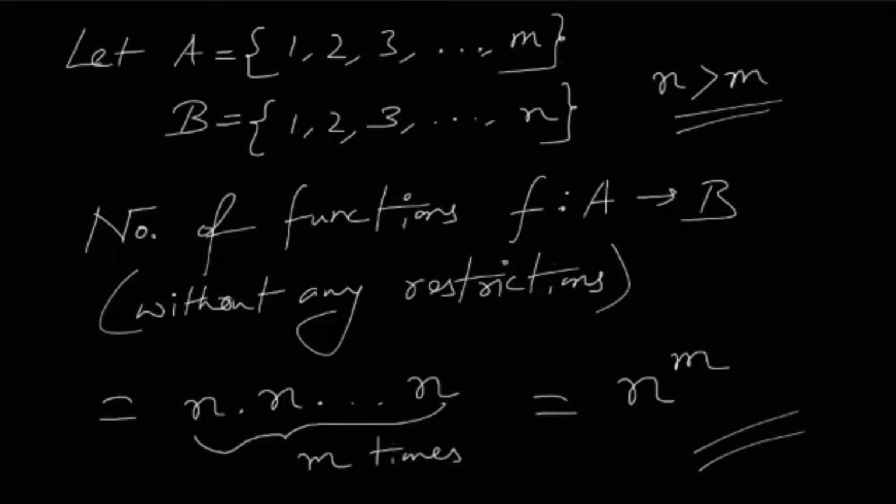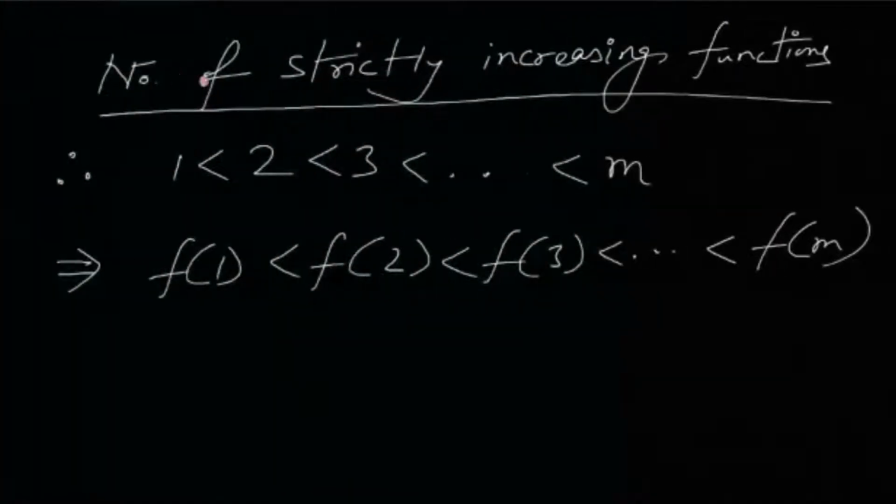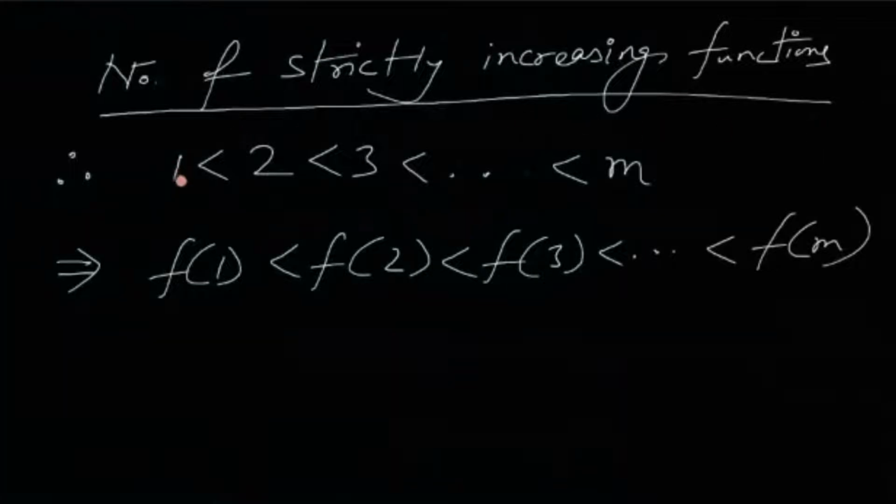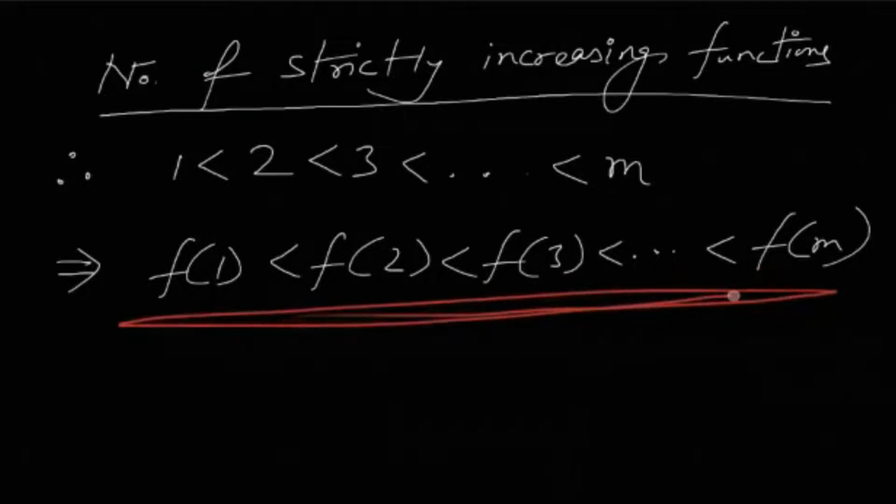Now, how many strictly increasing functions are there? The number of strictly increasing functions. It has to satisfy the following inequality. Since 1 is less than 2 is less than 3 and so on is less than m, f of 1 is less than f of 2, less than f of 3, and so on, less than f of m. f has to be such a function that it satisfies this series of inequalities.